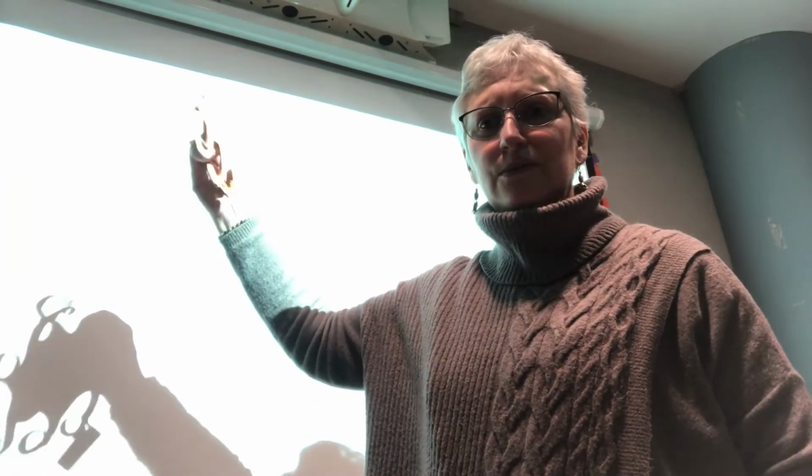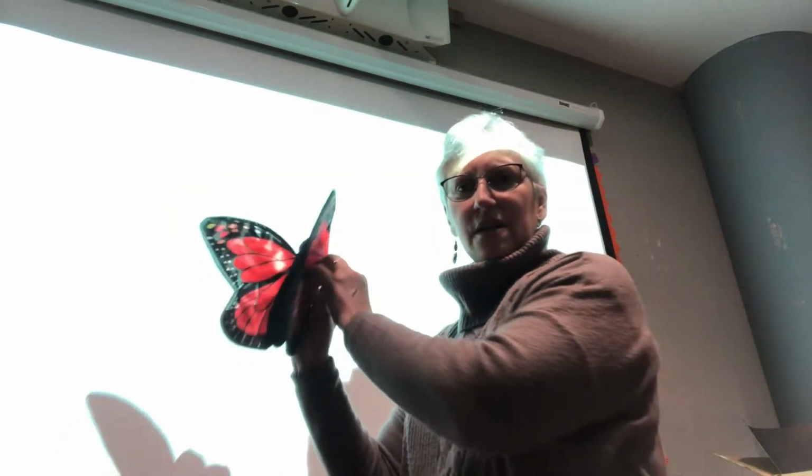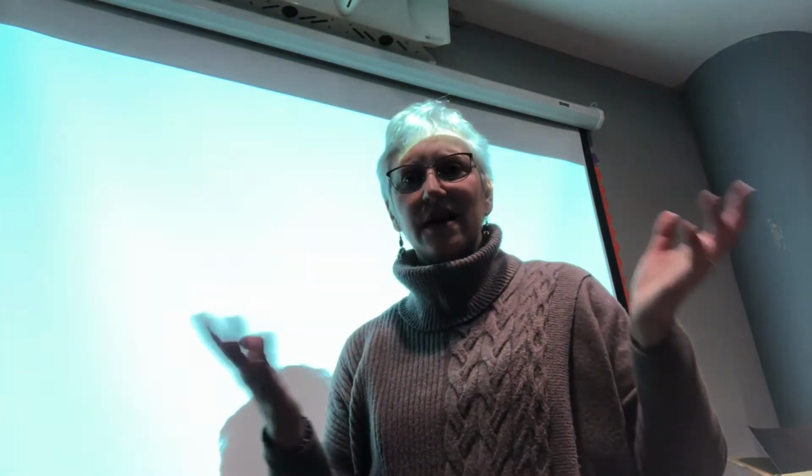Or, what's this? Ooh, an octopus. Or a butterfly. So, what do you need to make a shadow? You need a light source and some kind of object.